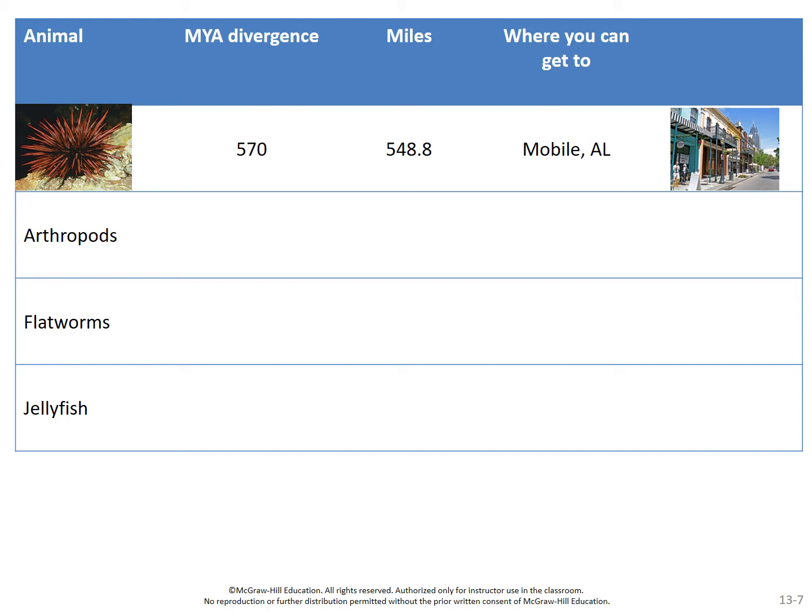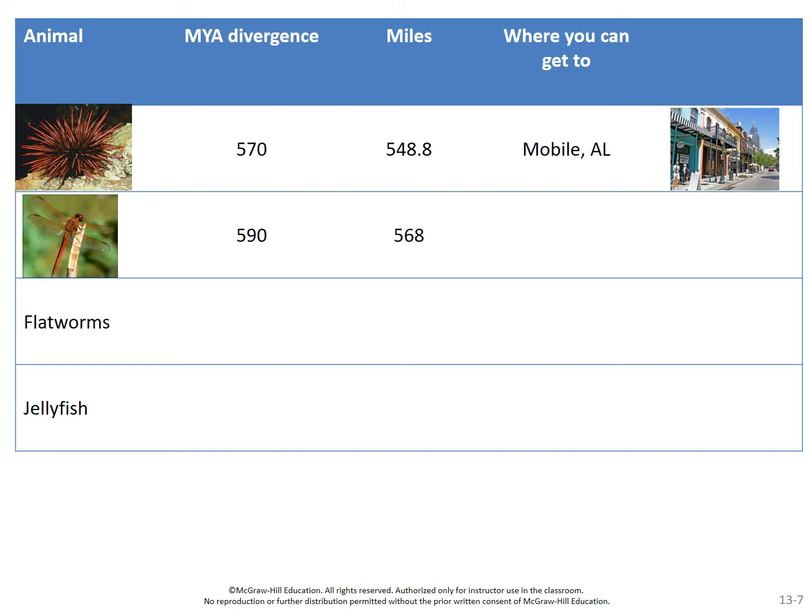And the ironic thing about this is that you can find plenty of sea urchins on the floor of the Gulf Coast beaches. Next up is our divergence from arthropods. We diverged from them about 590 million years ago.